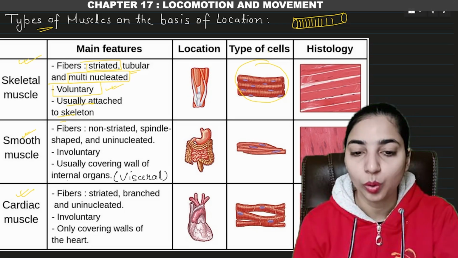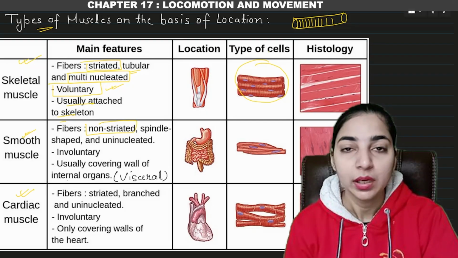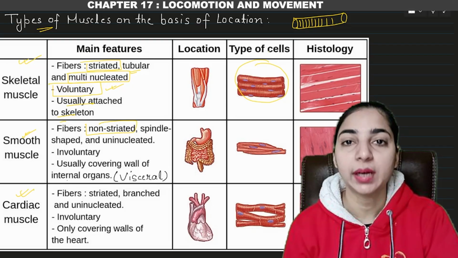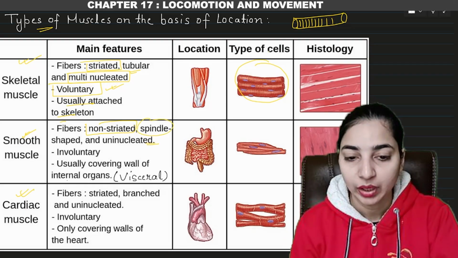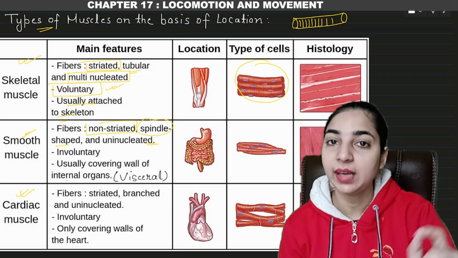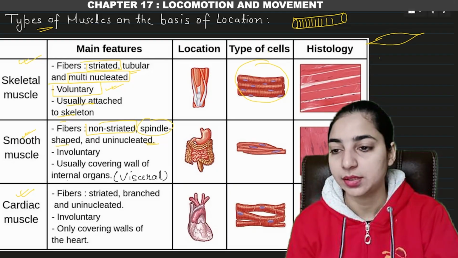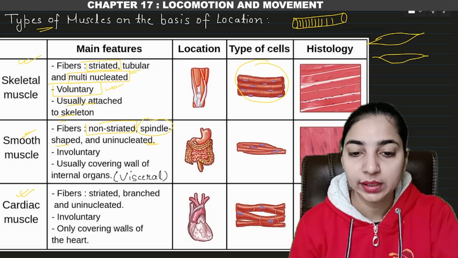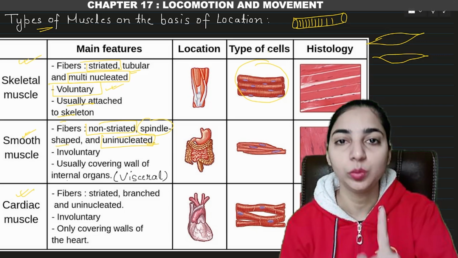Smooth muscles are non-striated. That means if you observe the smooth muscles under the microscope, you will not observe the stripes on their surface. So these are non-striated. And these are spindle shaped. The skeletal muscles were cylindrical or tubular in shape, whereas the smooth muscles are spindle shaped like this. Got it? And these are uninucleated. That means in one muscle cell or one muscle fiber, there will be only one nucleus, right?